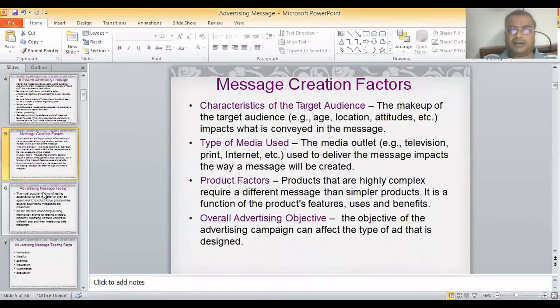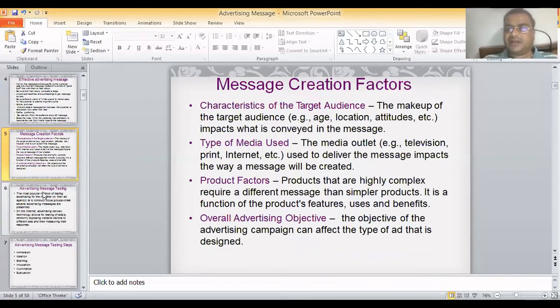Now let's look at the message creation factors. So when you create a message, what factors should you look into? First of all, obviously the most important one, is the target audience. So you need to look at who your target audience is.